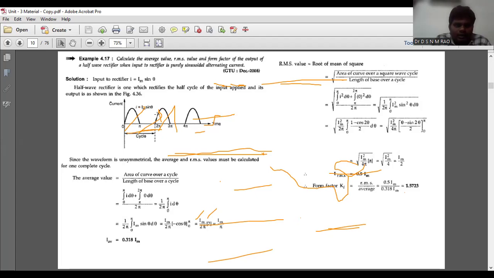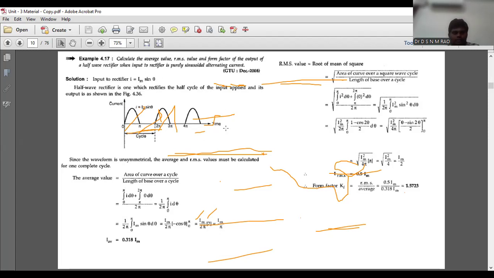Calculate the average value, RMS value and form factor of the output of a rectifier. For a given sinusoidal signal, the half wave rectifier output equals Im sin omega t. A half wave rectifier is one which rectifies the half cycle only, of the input applied, and its output waveform is shown in the figure below. So a half wave rectifier will conduct only during the positive half cycle. During the negative half cycle the diode will not conduct.